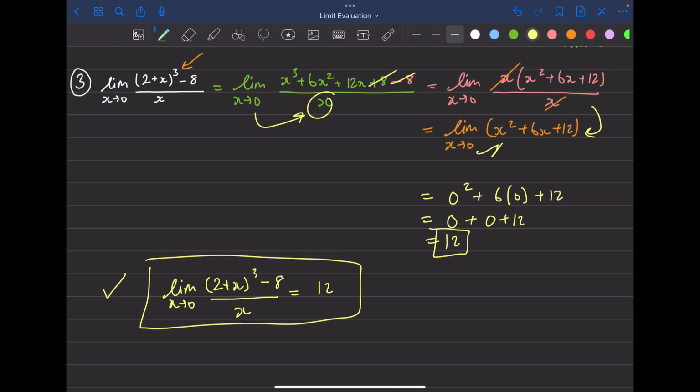Once we got rid of that, which happened here, then we were able to evaluate it on the spot. You just put 0 into each of these. So 0 squared, 6 times 0, and then 12. And then you actually evaluate it and get an answer. But yeah, so once again, if you think you are going to divide by 0, which we had here, get rid of that division. Once you get rid of it, you evaluate and you're done. So that's it for this question. The answer was 12. Let's move on to question number 4.